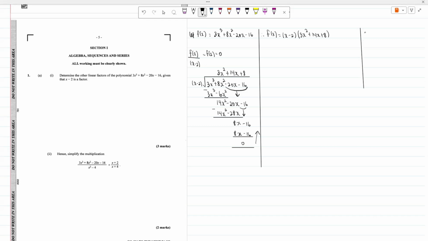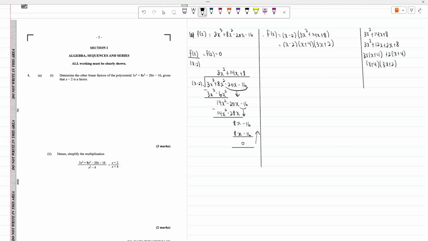And you're going to say 3x squared plus 14x plus 8. I'm going to have 8 times 3 is 24. Which two numbers, when I multiply, give me 24 and add to give me 14? 12 and 2. So 3x squared plus 12x plus 2x plus 8. And I will get 3x into x plus 4, plus 2 into x plus 4, resulting in x plus 4 into 3x plus 2. So f of x is equal to x minus 2 into x plus 4 into 3x plus 2.